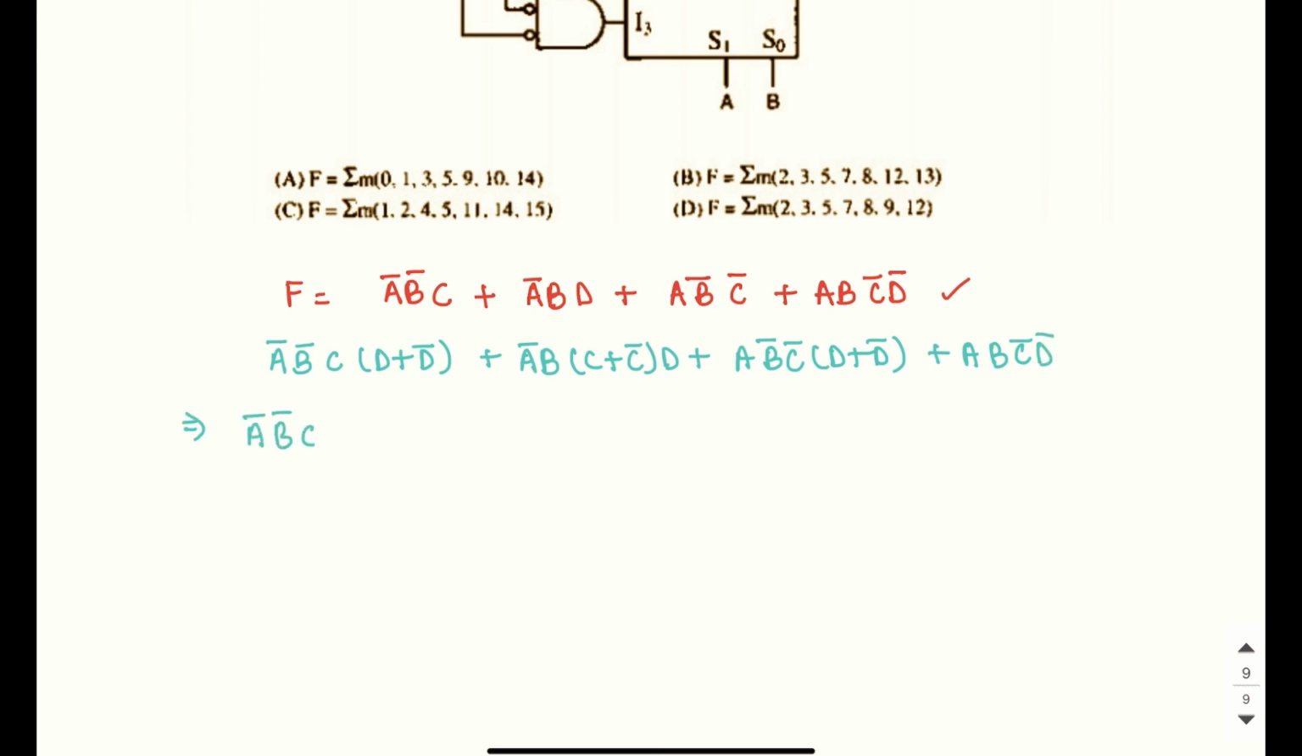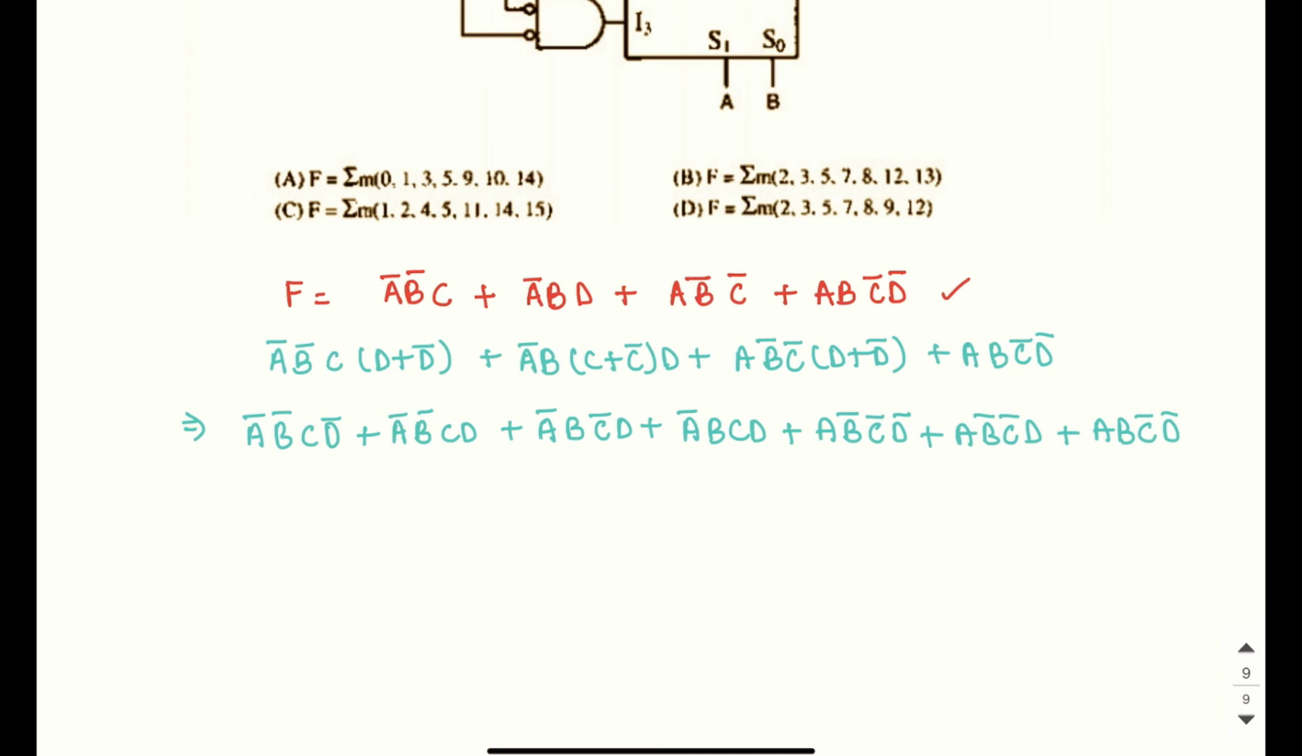A bar, B bar, C, D bar plus A bar, B bar, C, D plus A bar, B, C bar, D plus A bar, B, C, D plus A, B bar, C bar, D bar plus A, B bar, C bar, D and plus A, B, C bar, D bar. Now we need to write down what the terms are. So we know that bar is equal to 0. So we can just quickly write these down in order to interpret what the minterms are.